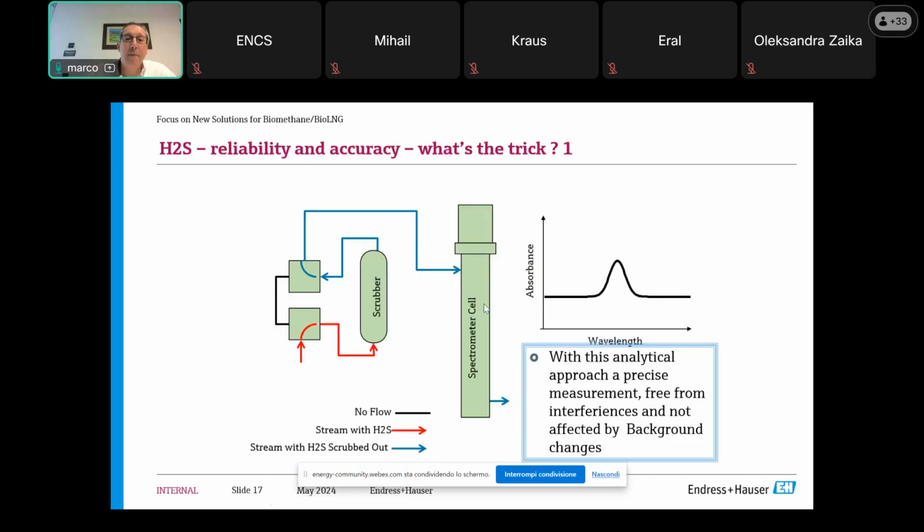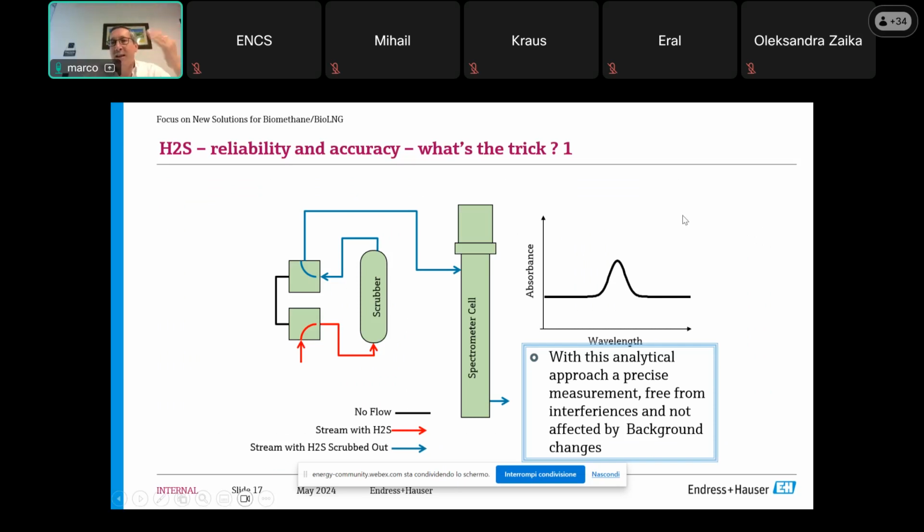How can we obtain this result? We can obtain the result through an analytical approach which is subject of copyright, a licensed approach, licensed by Endress+Hauser. This approach is called differential measurement approach. The concept is very simple.